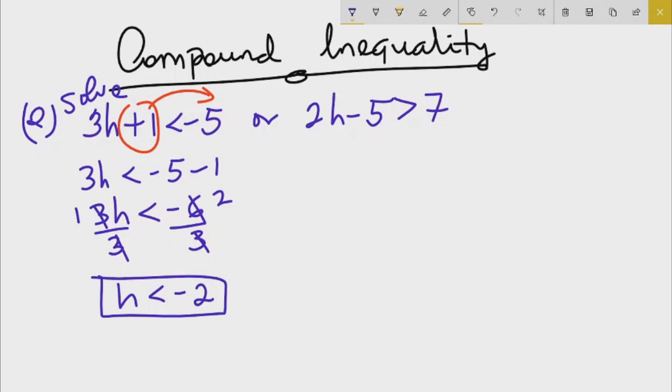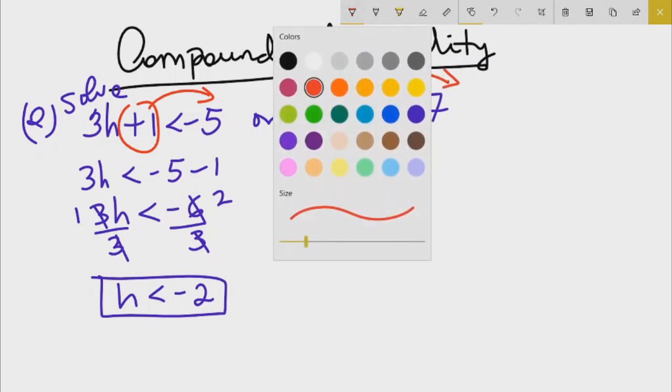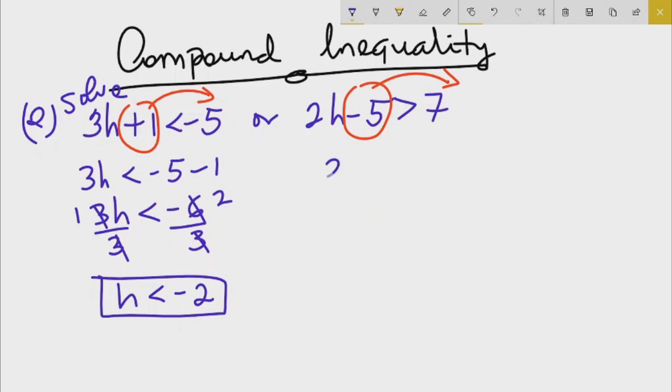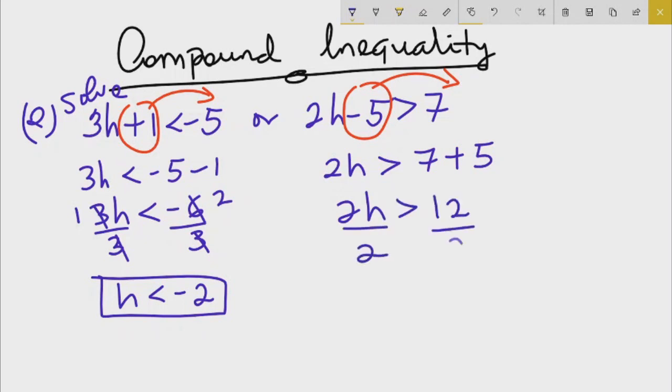That will be the first solution. Then we solve the second inequality. For inequality 2, move the negative 5 to the right. It will become a positive 5. So we have 2h greater than 7 plus 5. So 2h is greater than 12. Then we divide both sides by 2. 2 goes into 12 six times. So we have h greater than 6.